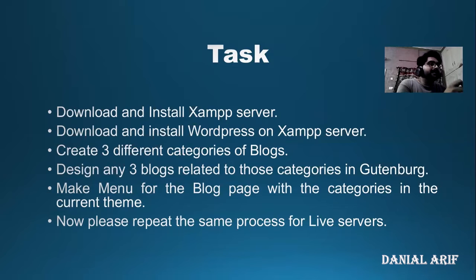The next thing is you are going to create 3 different categories of blogs, and I'll teach you how to create those categories. Then you will design 3 blogs related to those categories in Gutenberg, which is the default tool for development and design of blogs. Then you will make a menu as a header for those blog pages with the categories in the current theme, which we will be using in the WordPress dashboard. Now, please repeat the same process for the live server which you will have done for the local server.